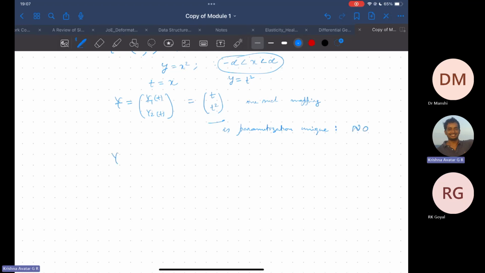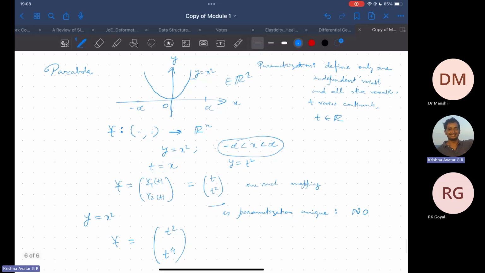You'll ask, but why? For a parabola, all that we need to satisfy is y is equal to x squared. That's what needs to be satisfied. Then we can even have x is equal to t squared and then y is equal to t to the power 4. It still satisfies this relation.